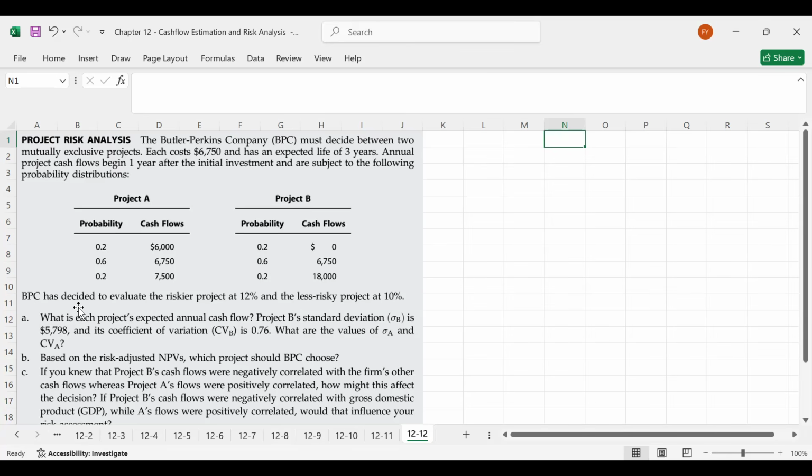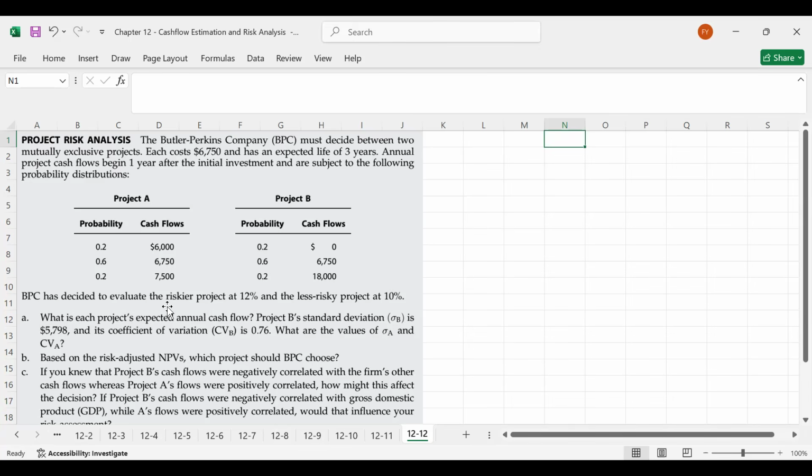So the company has decided to evaluate the riskier project at 12% and the less risky project at 10%. So, first of all, we will have to determine which project is more risky, because the more risky project will be evaluated at the 12% rate, whereas the less risky project at the 10% rate. So, in requirement number one, the requirement is expected cash flows, then standard deviation and coefficient of variation.